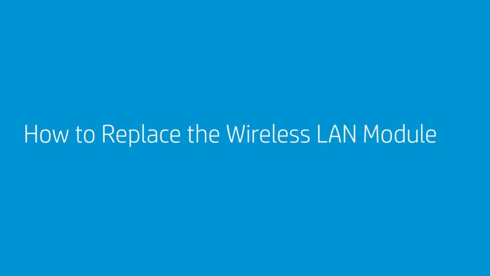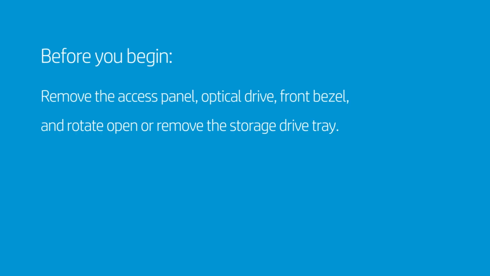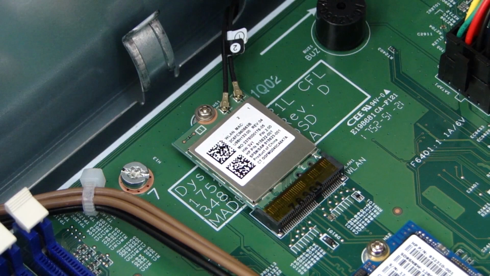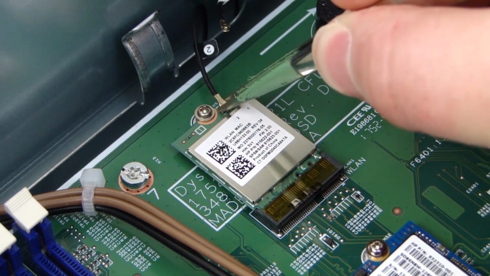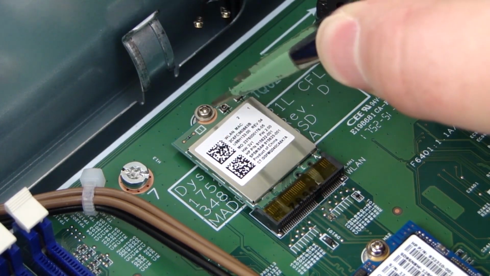How to replace the wireless LAN module. Before you begin, remove the access panel, optical drive, front bezel, and rotate open or remove the storage drive tray. Removal. Caution: use care when disconnecting the wireless LAN antenna cables from the wireless LAN module. A damaged cable or connector can degrade performance. Disconnect the antenna cables from the wireless LAN module with a pair of small needle nose pliers or tweezers.